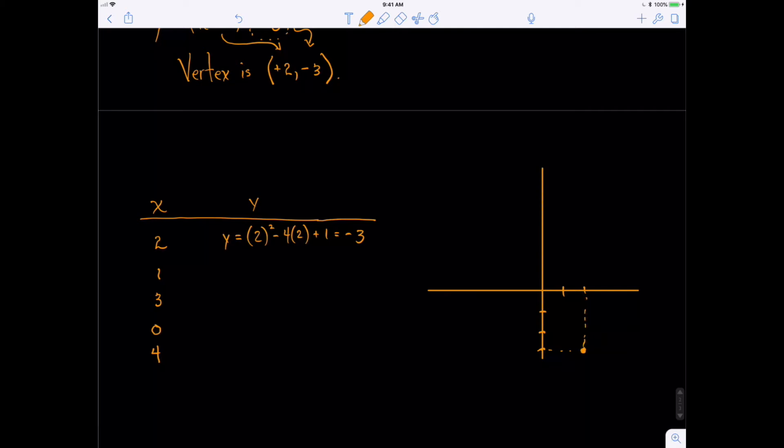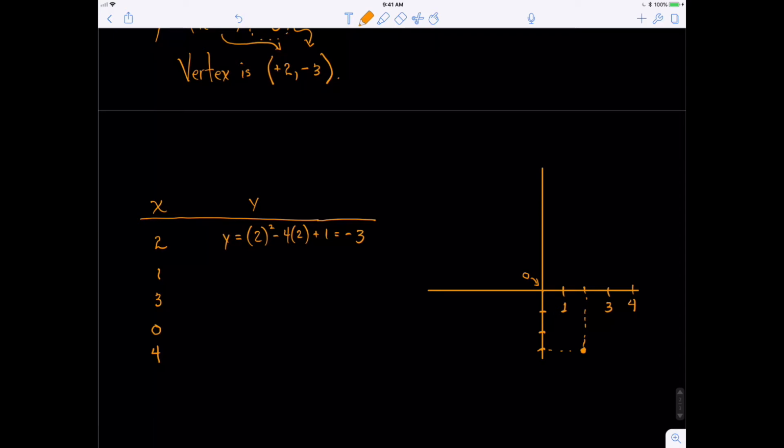So if I'm at my vertex, now I know that if I pick values to the left, like 1, and values to the right, like 3, I can find the next points on the parabola. Then my next value to the left would be here at the origin, which would be 0, and my next one to the right would be 4. It immediately guides your thinking if you know the vertex, which is why we want to write our parabolas in standard form if we can.